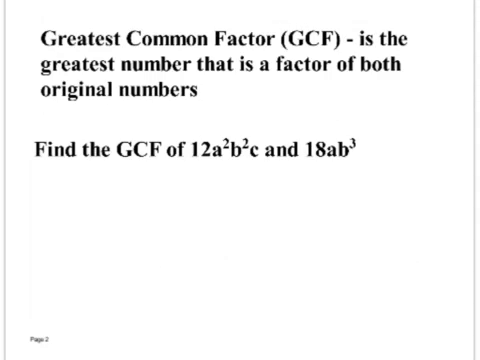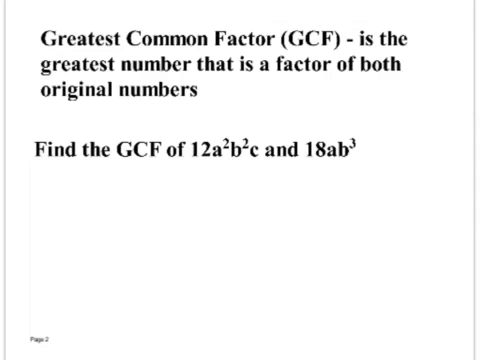Write this down. Greatest common factor, they'll use GCF to abbreviate it, is the greatest number that is a factor of both original numbers. So we need to find the GCF of 12a squared b squared c and 18ab cubed. What we need to do is factor each one of these.